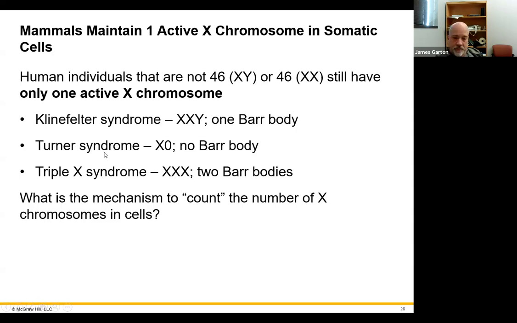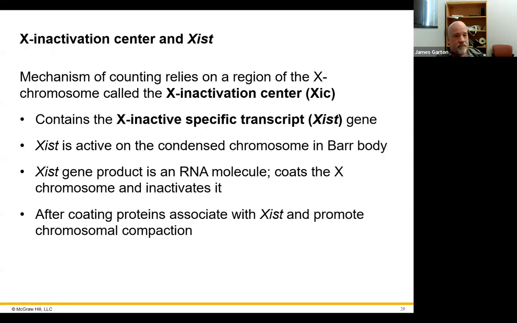You can have Turner syndrome, X, nothing. You did not inactivate an X anywhere. You have triple X syndrome, XXX. You'll have two bar bodies and one active X chromosome. And so somehow your cells have to count the number of X chromosomes that they have. And here is basically how it happens.